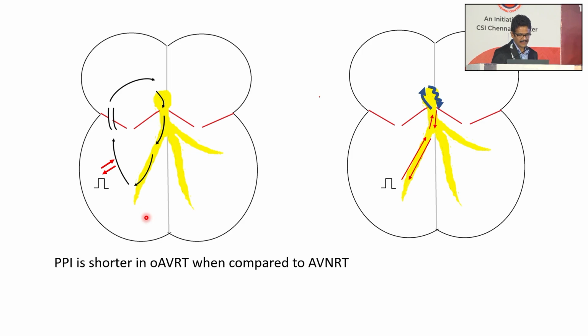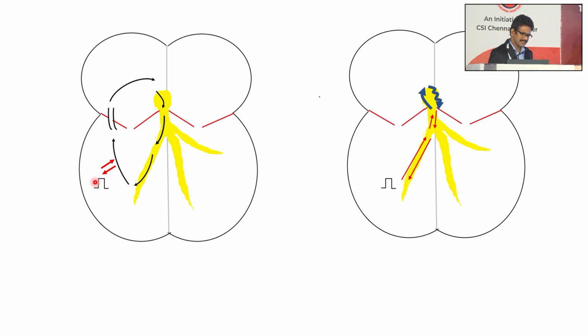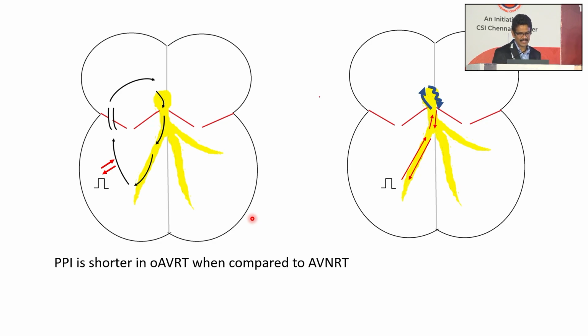Coming next to the intervals. The post pacing interval is the time taken from pacing to go into the circuit, complete the circuit and come back here. In autodromic AVRT, the post pacing interval will be the tachycardia cycle length plus twice the time for going from here to the circuit. While in AVNRT, it is the tachycardia cycle length plus twice the time it takes from the pacing site to the His-Purkinje system to this. Hence you can clearly see that the post pacing interval will be shorter in autodromic AVRT when compared to AVNRT.